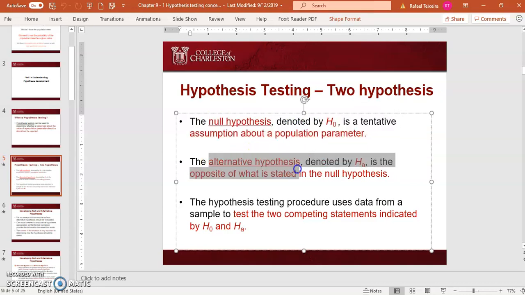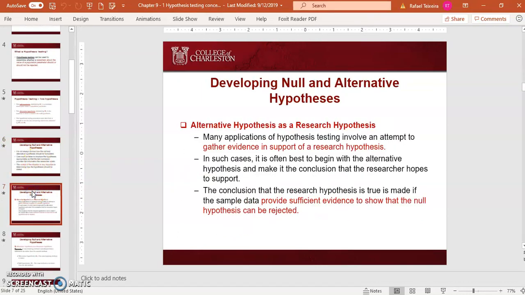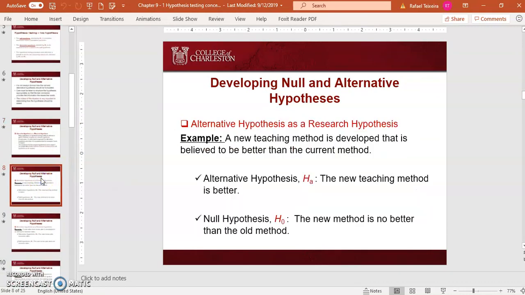And we have the alternative hypothesis, which is the opposite of what is stated in the null hypothesis. It's a kind of a challenge to the null hypothesis, okay? The hypothesis testing procedure uses data from a sample to test the two competing statements, okay? Let's take a look at one example before I go back to this slide. I just want to make sure you understand what null and alternative hypotheses are.